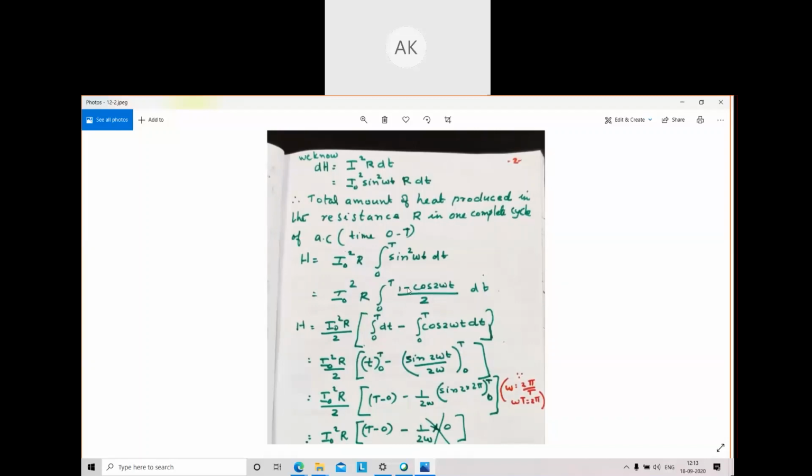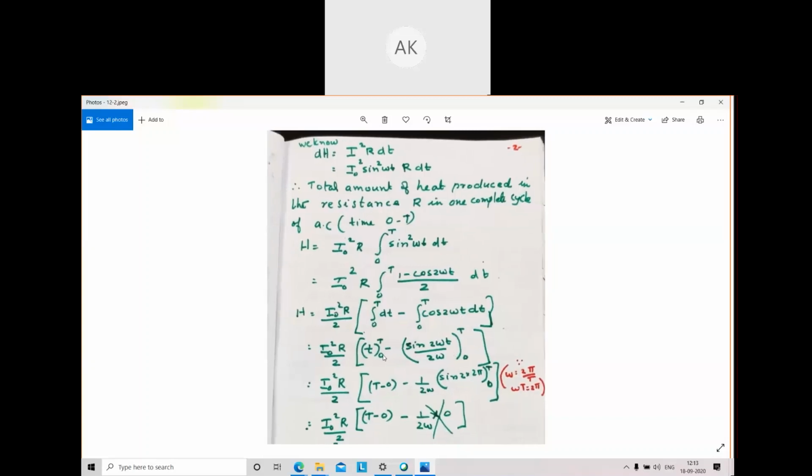Sin square omega T is equal to (1 minus cos 2 omega T) by 2. So sin square omega T can be written in this form, into dt. Then we split each term; the 2 you can take outside. I0 square R by 2 into integral 1 into dt, that is dt, minus the second term, integral 0 to T cos 2 omega t dt. So we split the two terms.